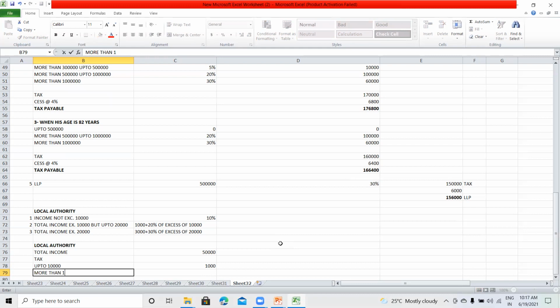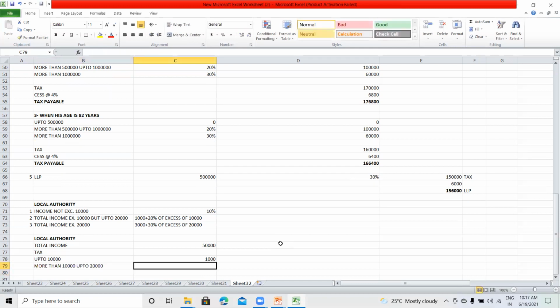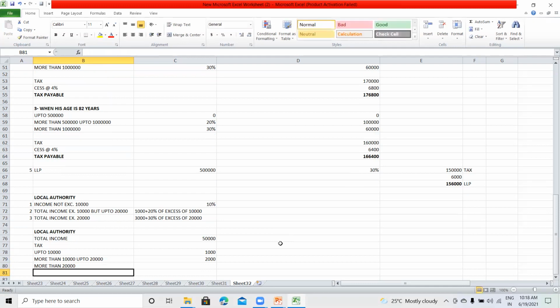More than 10,000, up to 20,000. Up to 20,000, so it will be 20,000 minus 10,000 into 20%. Now more than 20,000, then it is more than 20,000 is 30,000. 50,000 minus 20,000, total income is 50,000 into 30%, 9,000.